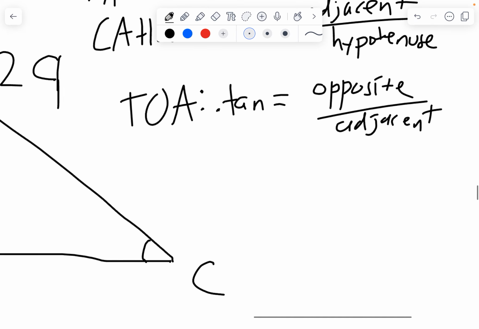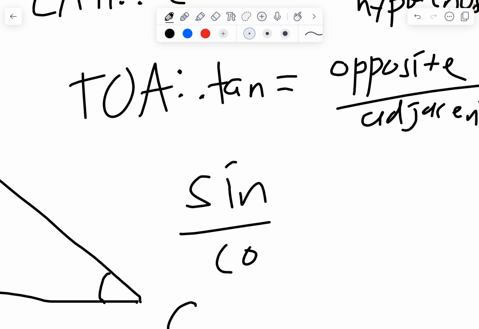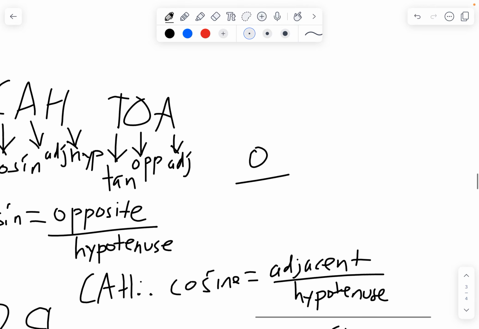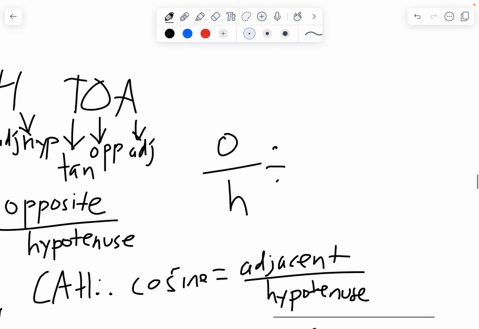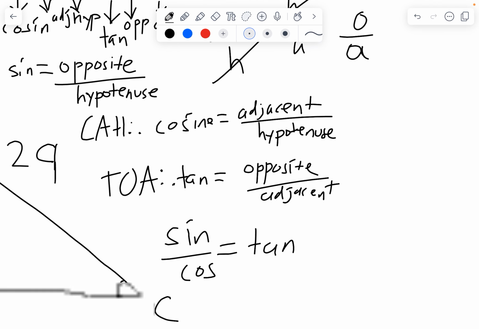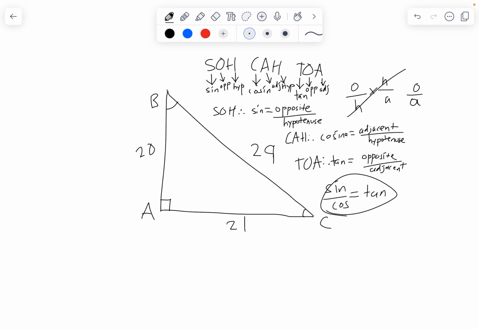And some of you keen-eyed people might have noticed that sine over cosine equals tangent, because if you have opposite over hypotenuse divided by, or well, we can just simplify to multiplying by, hypotenuse over adjacent, because we flipped it. Simplify that, opposite over adjacent, aka tangent. So yeah, that's also very handy. But back to the practice problem at hand.